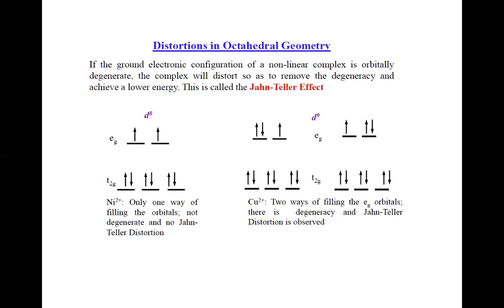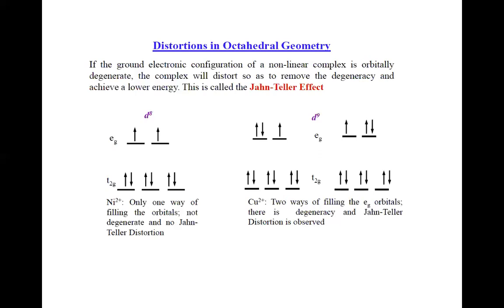Now, it should be noted that not all octahedral complexes will undergo Jahn-Teller distortion. A question arises: what are the complexes that go through Jahn-Teller distortion? For that, we need to know about the electronic configuration of the complexes under consideration.